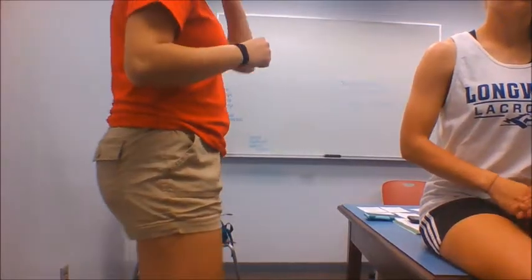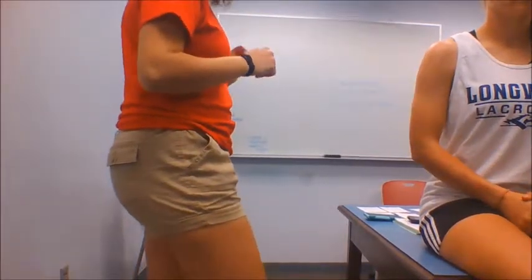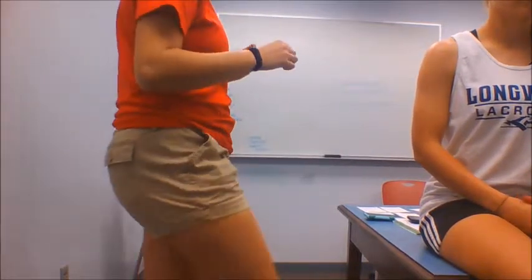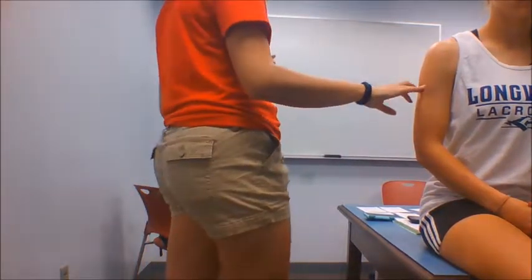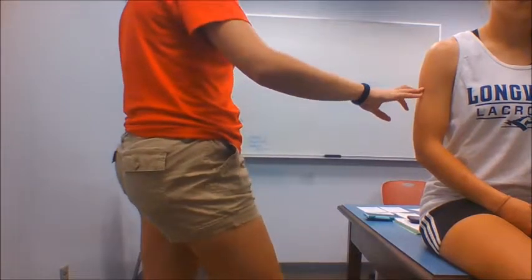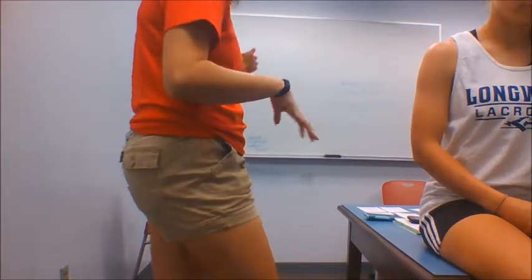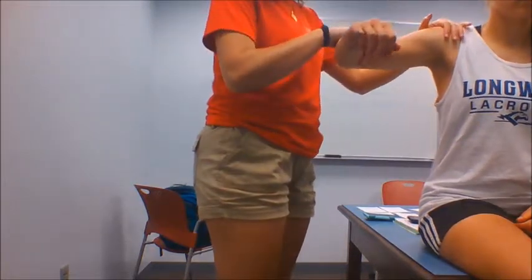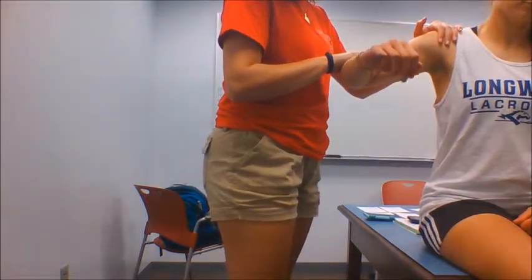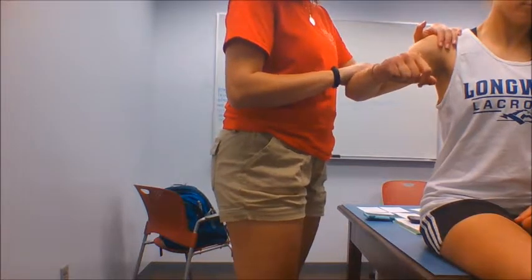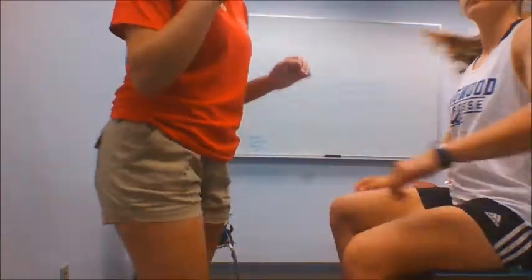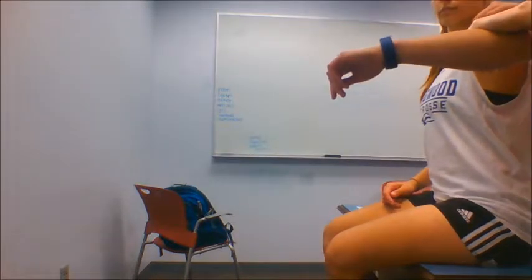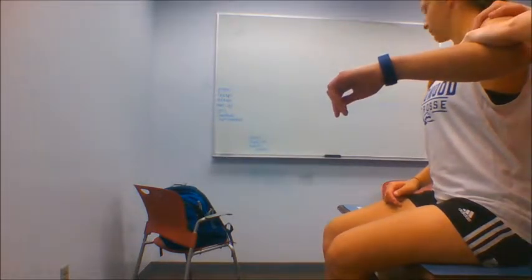Okay, so this is the middle deltoid, and the origin is the acromion process, and the insertion is the deltoid tuberosity, and its action is humeral abduction and flexion. So the patient is going to go into 90 degrees, and I'm going to try to push them down. Ready, go. 1, 2, 3, 4, 5. Relax. I'm going to test bilaterally. Same thing. 1, 2, 3, 4, 5.